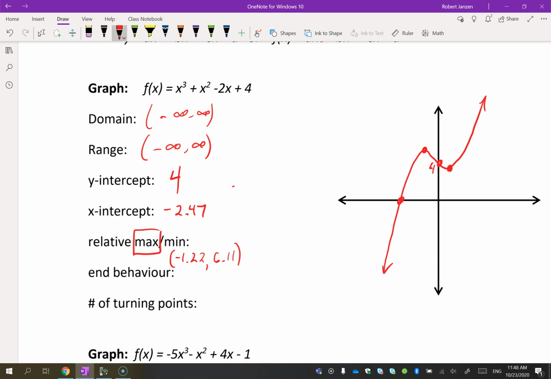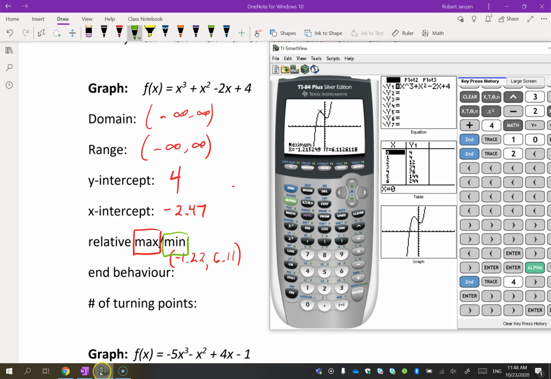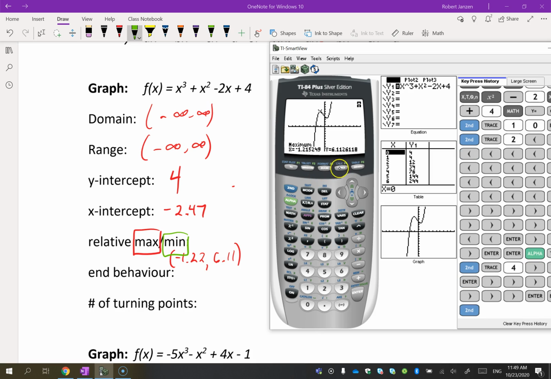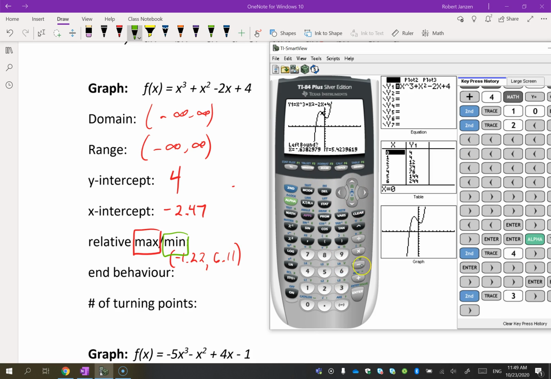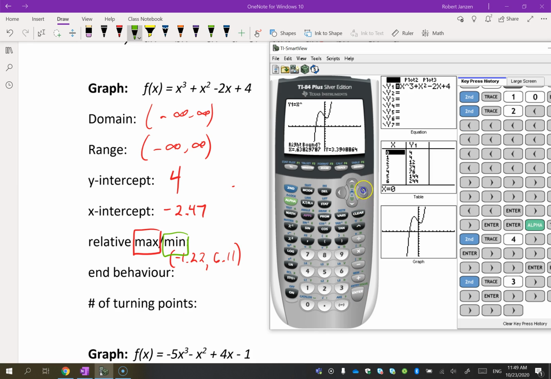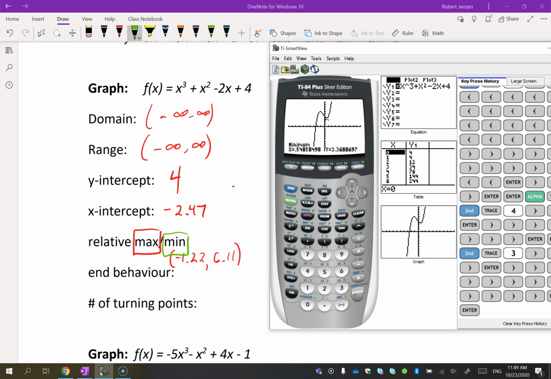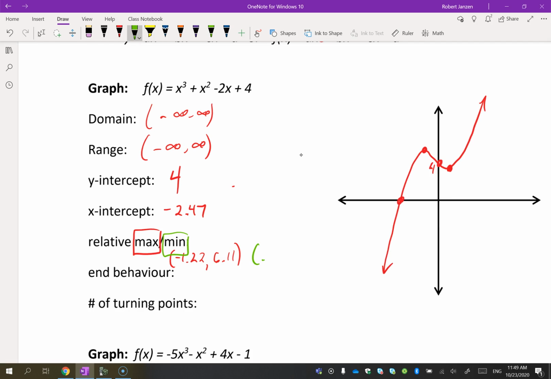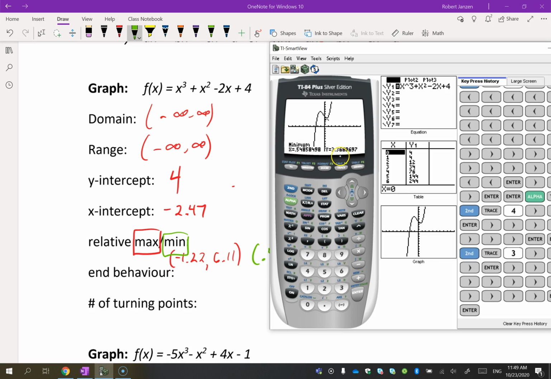Now the max is 6.11, but I'm going to put it as a point. All right, and then I want to figure out what the minimum is. So second trace, minimum is 3. Okay, and I want to be to the left, and now I want to be to the right. And my minimum is at 0.55, 3.37.